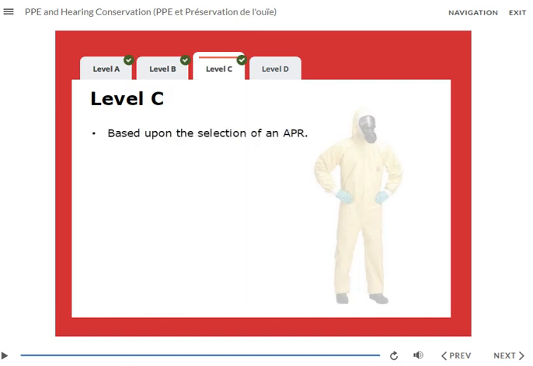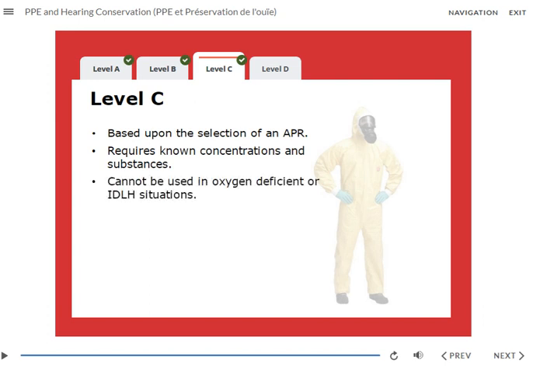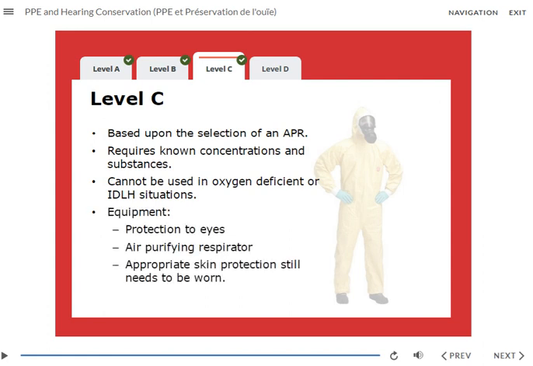Level C protection is based upon the selection criteria for an APR. This level of protection requires known chemicals and the concentrations, and those concentrations cannot exceed the usage limitations of the APR. The atmosphere cannot be oxygen deficient or IDLH. Finally, the confirmation of air concentrations needs to be made and shown to be within the Level C action limits as defined in the Respiratory Protection Standard. This level provides protection from contact as well as protection to eyes and respiratory system with the use of an air purifying respirator.